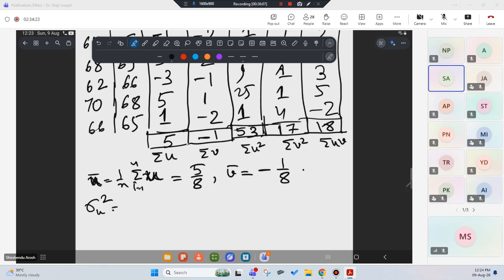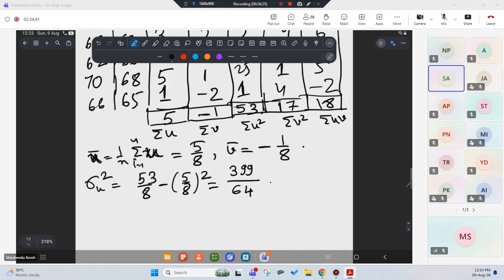Sigma u square would be 53 by 8 minus 5 by 8 whole square. If you simplify, you can keep this as a fraction, of course. And for v, 17 by 8 minus of minus 1 by 8 whole square, it is coming as 135 by 64.